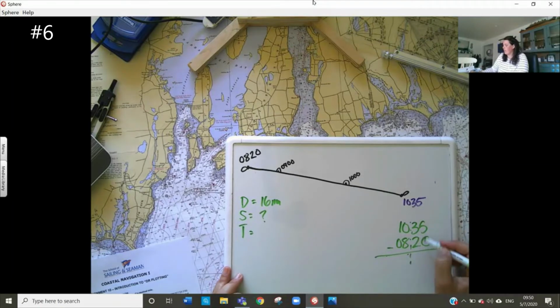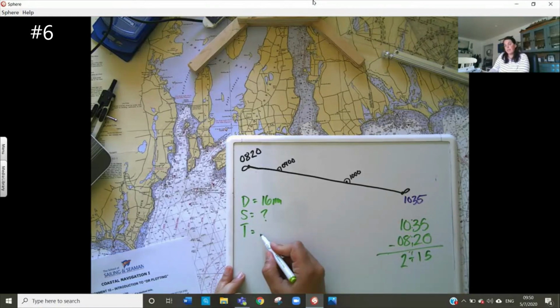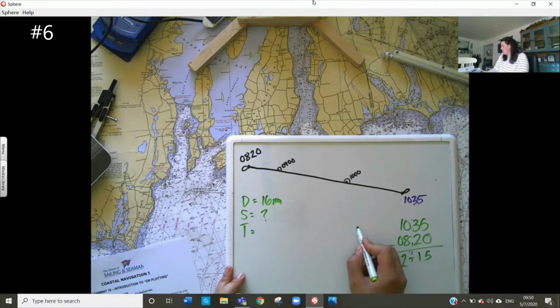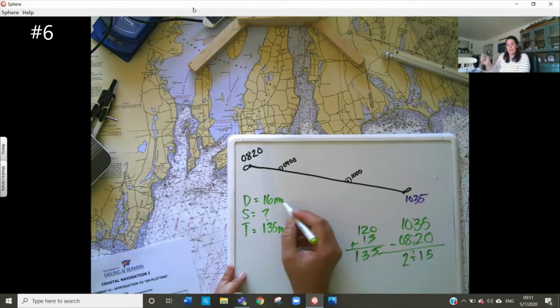So we have 35 minus 20 gives us 15, and 10 minus 8 gives us 2. So it took us 2 hours and 15 minutes. We have to make that all in minutes. So we have 120 plus 15 gives me 135. So I have 135 minutes at 16 nautical miles. What was my speed?